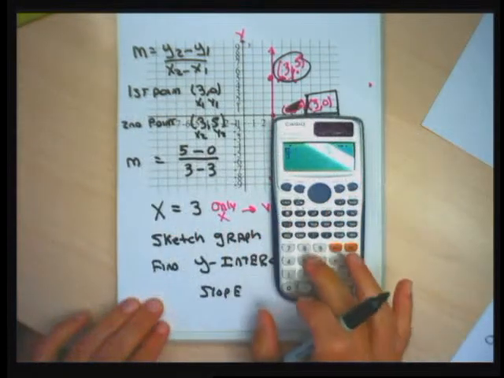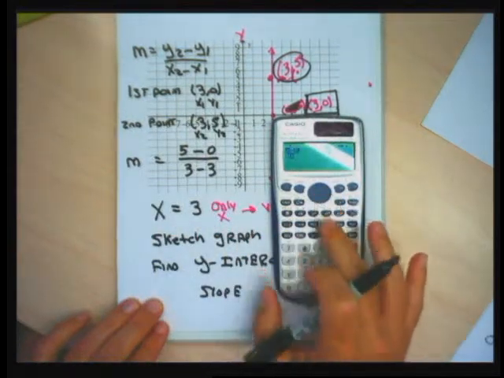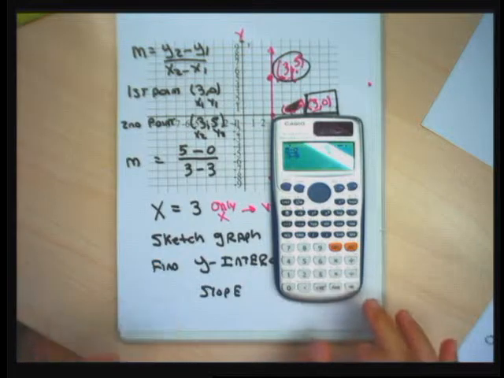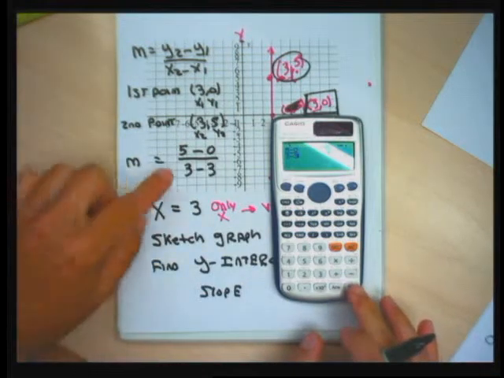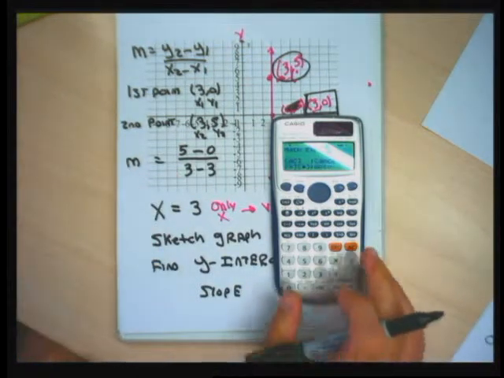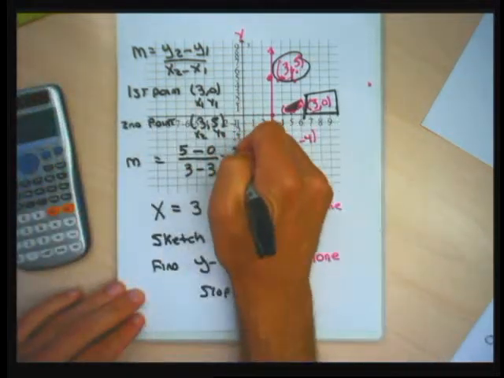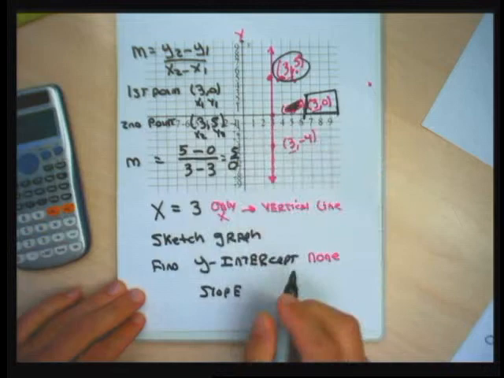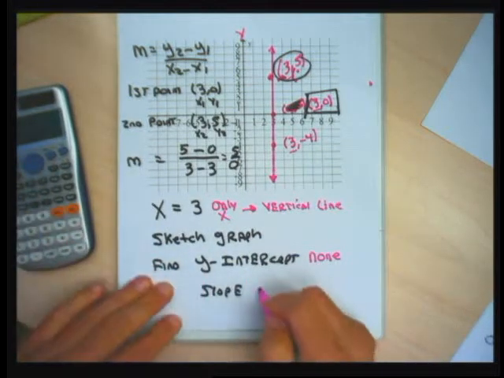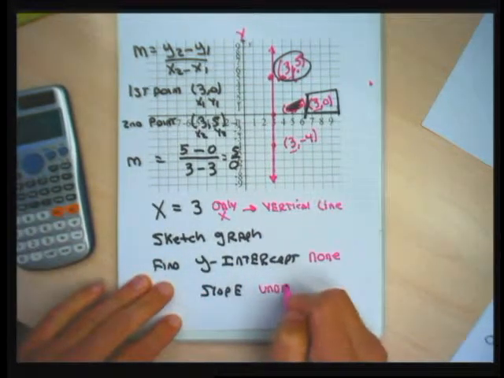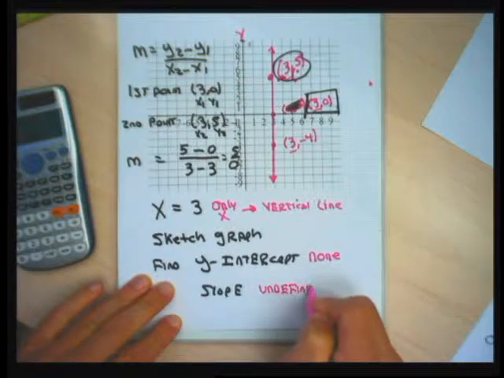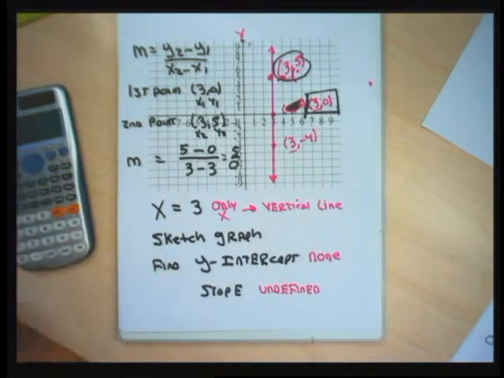And when I do this, 5 minus 0 over 3 minus 3, I'm going to get a math error because I'm getting 0 in the denominator. This is actually undefined because this gives me 5 over 0. And any fraction that has a 0 in the denominator we say is undefined. So the slope of this line is going to be undefined.